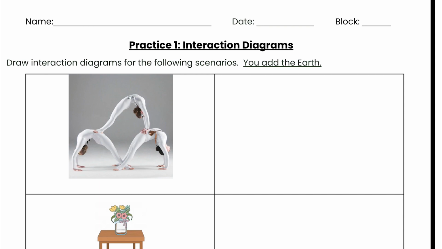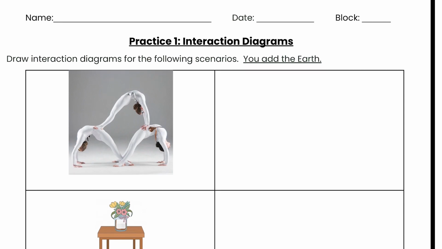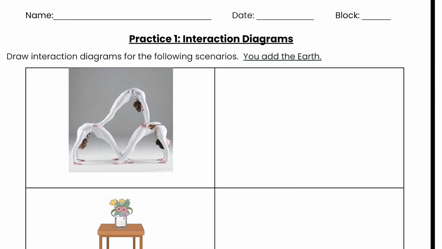Okay, so this is practice one, interaction diagrams. We are going to go through each of these scenarios and take a look at the interactions that are happening here. Always when you are doing these, make sure that you are always drawing in Earth. So you need to add the Earth.